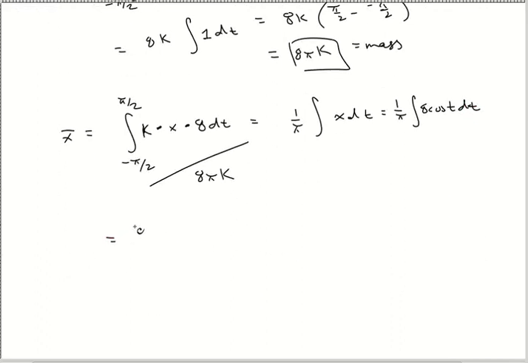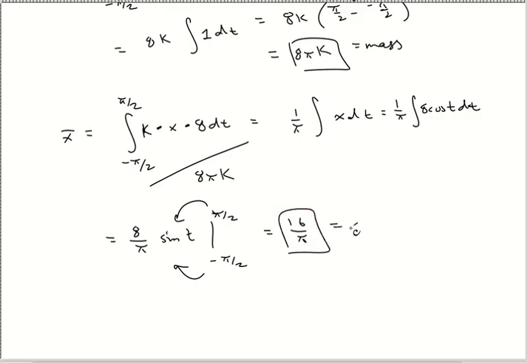So when I integrate my cosine here, the 8 can come out to the front. Integral of cosine is going to be a sine of t from negative pi over 2 to pi over 2. Plugging in both of these, you get a 1 minus another one is a 2. So essentially, this ends up being 16. 2 times 8 is 16 over pi. So that's my x bar.